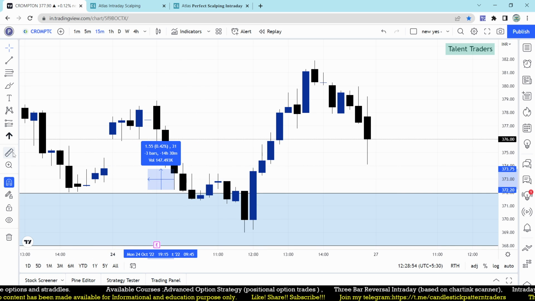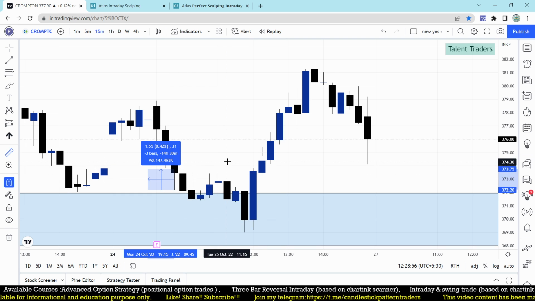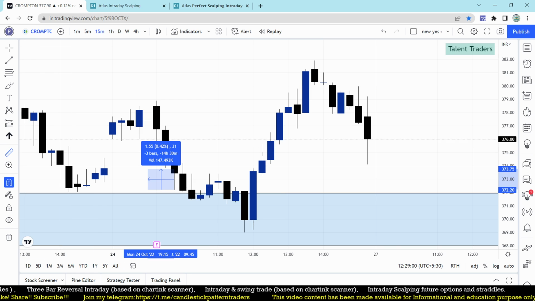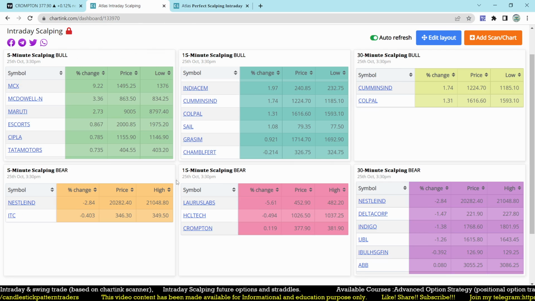Let me check how many. There is a movement at around 375. It went up to 381. So here, the stock one has performed and two has performed, one has not performed yet.